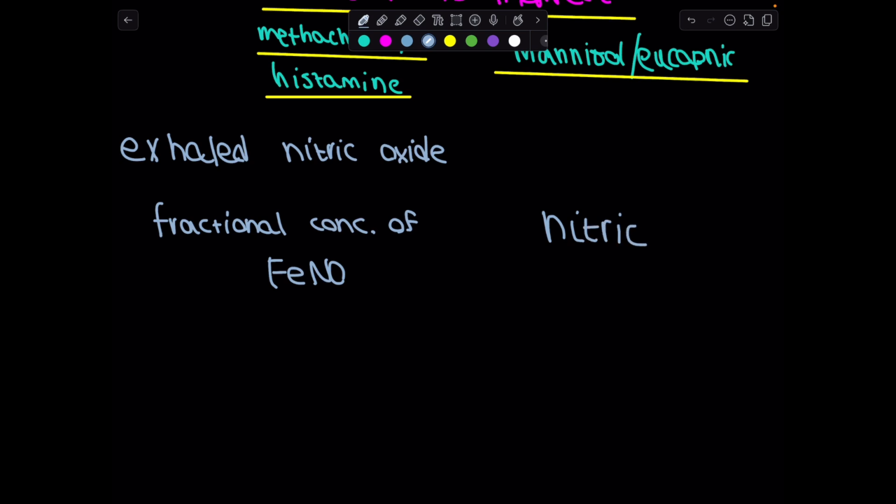Why does a high nitric oxide concentration mean that I have inflammation?